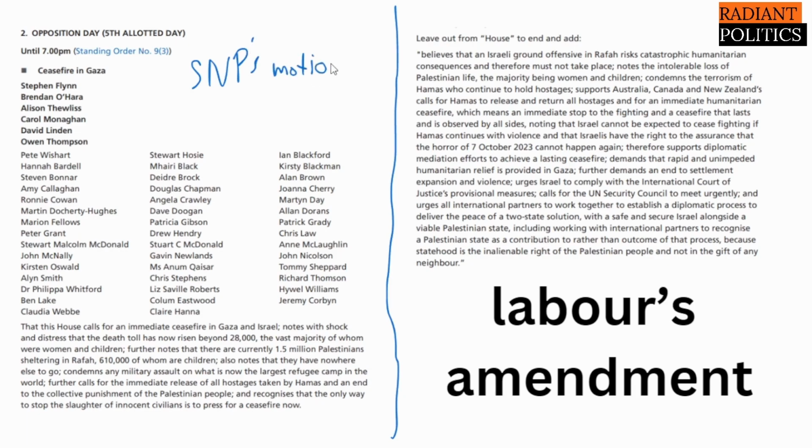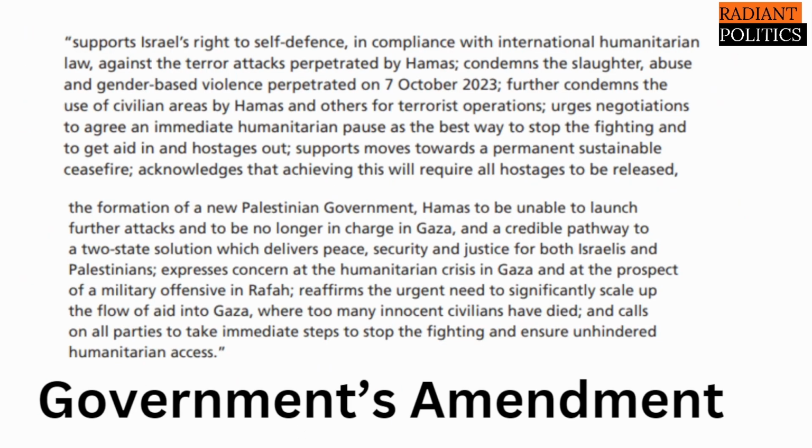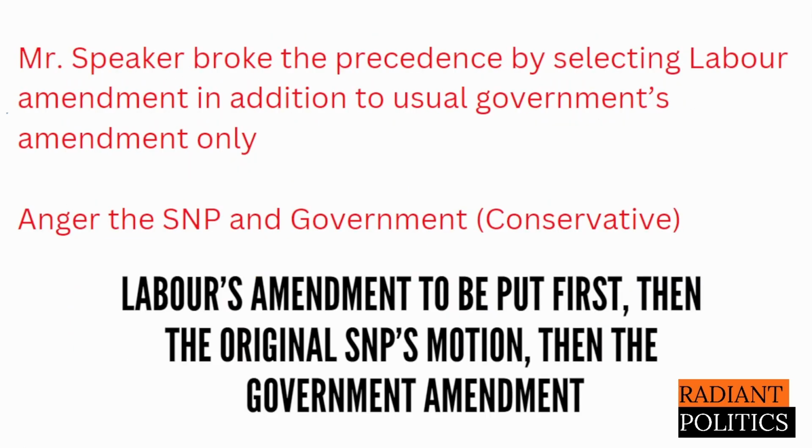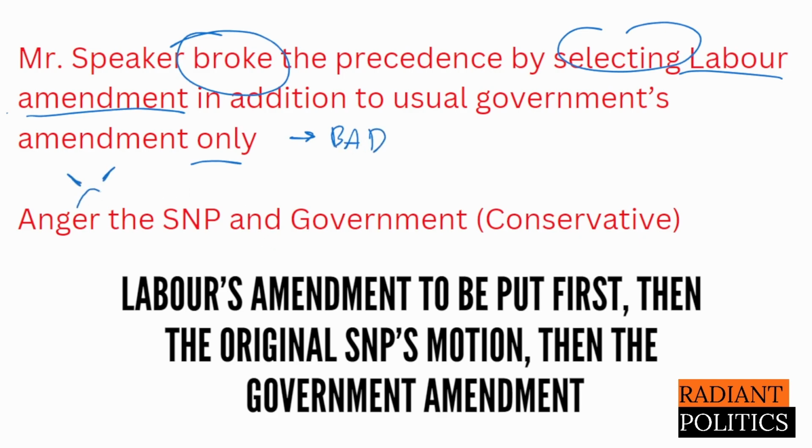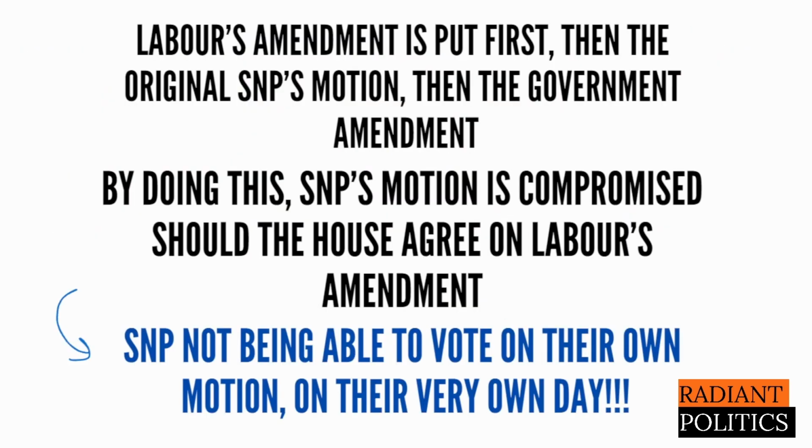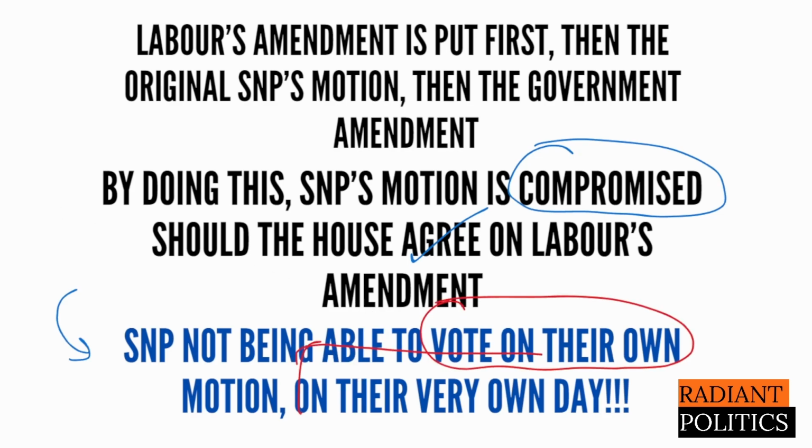The left side is the original motion tabled by the SNP and the right is Labour's amendment. And this is the government's amendment. Mr. Speaker broke the precedent by selecting Labour's amendment in addition to the usual government amendment only. And this angered the SNP and the government. The result of breaking the convention is that Labour's amendment is put first, then the SNP's motion, which is the original motion, and then the government's. By doing this, SNP's motion is compromised should the House agree on Labour's amendment. This ultimately caused the SNP to not be able to vote on their own motion on their very own day.